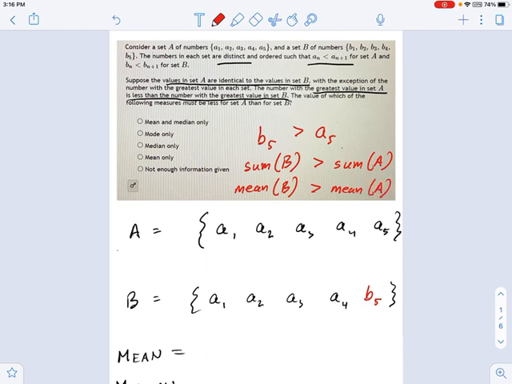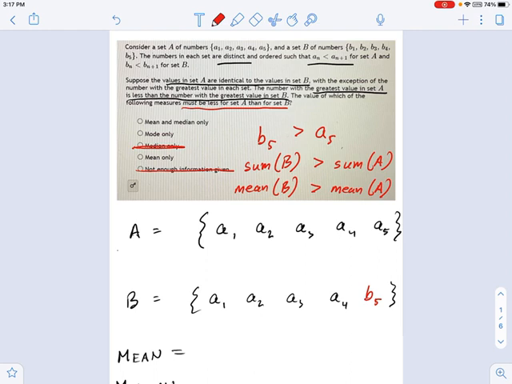First of all, the way this one's phrased, mean is less for set A than for set B. Okay, great. So I can rule out not enough information given, and I can rule out median only because I just showed that the mean has to be less for set A than set B. I can also rule out mode because that doesn't include the word mean. But let's talk a little bit more about mode for just a moment.